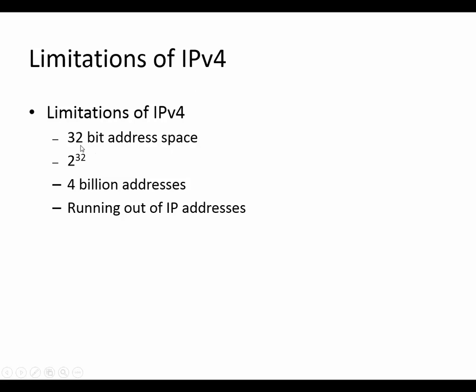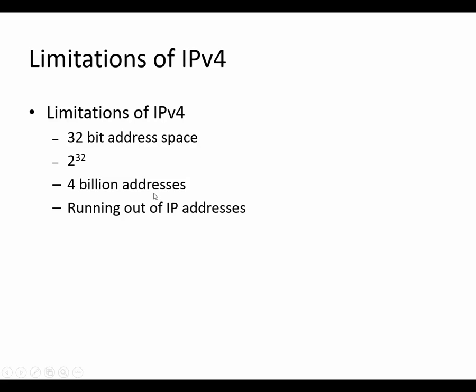Since IP version 4 has a 32-bit address space, how many IP addresses can we get out of that? And the answer is 2 to the power of 32. And that gives us a maximum of 4 billion IP addresses that can be derived from those 32 bits. And you might say 4 billion is a lot of IP addresses.